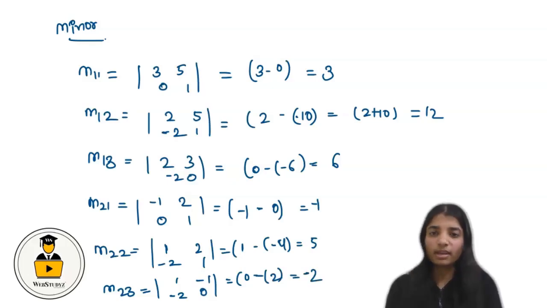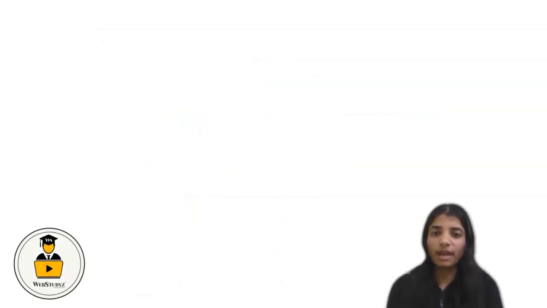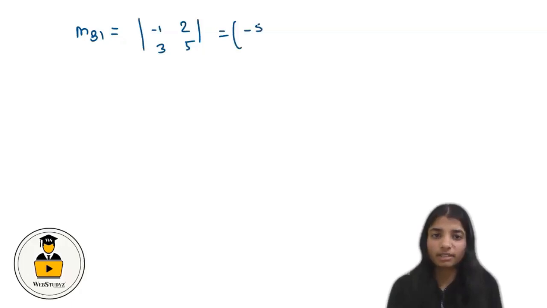Now in the same way, calculate the minor M31. That becomes: cancel the row and column which consists of the element A31, and write the remaining in the form of a matrix, that is minus 1, 2, 3 and 5. Now calculate the determinant. Minus 1 multiplied by 5 is minus 5, minus of 3 multiplied by 2 is 6. So that is equal to minus 11.